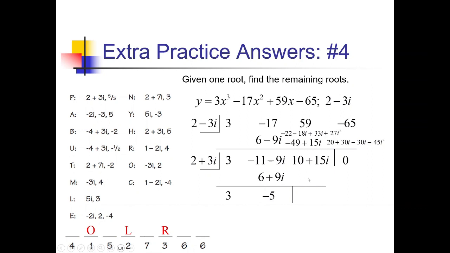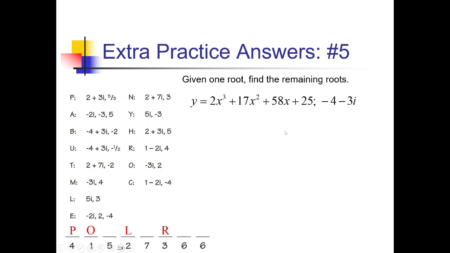2 times negative 5 is negative 10. 3i times that, negative 15. 10's cancel. 15i's cancel. So that's 0. And we end up with 3x to the first minus 5 for that final quotient. So my answers, I've got 2 plus or minus 3i. And also if I set this equal to 0 and add 5 and then divide by 3, 5 over 3 is my other answer. So I'm looking for 2 plus 3i and 5/3. Ought to be pretty easy to find. Right there. So that's going to be P going in spot 4.